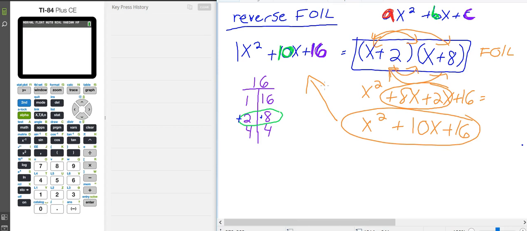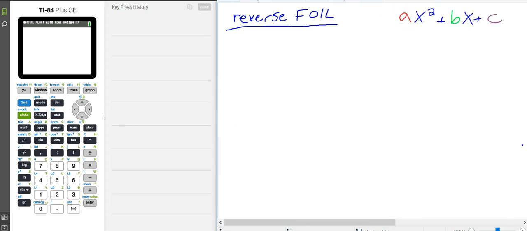Let's do another problem. Let's say we have x squared minus 9x plus 18. We want to factor this. The first thing we always want to do when factoring is ask, is there a GCF? No, there's not. Is this the difference of two perfect squares? No, it's not. So we're going to use reverse FOIL, which we can do because a in this case is 1. We want to find factors of 18, factors of the c term, that add up to the b term.